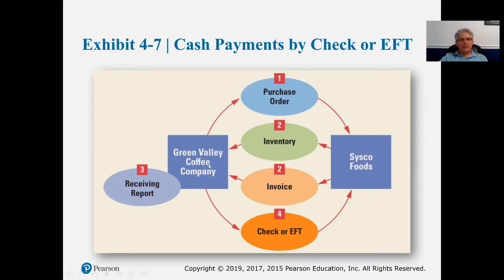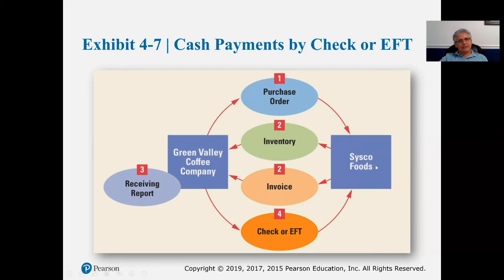So Green Valley Company is going to purchase product or inventory from Cisco Foods. By doing so, they first issue a purchase order. This purchase order authorizes the purchase, and that's forwarded to Cisco Foods. Cisco Foods then sends the product over as inventory to Green Valley. Green Valley receives the inventory.